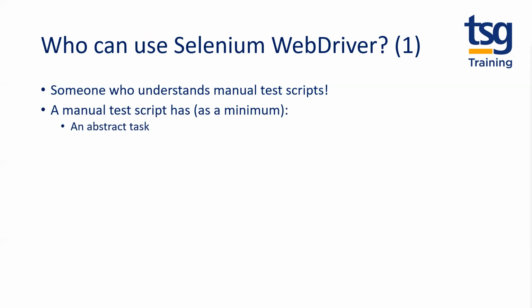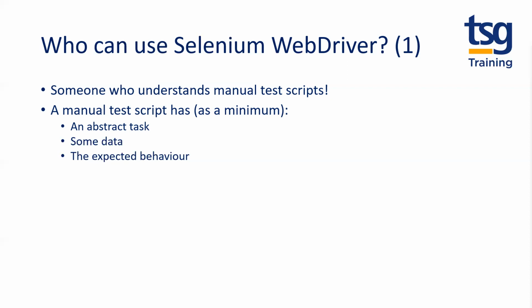Then the tester needs to know what data to use for the task. And finally, the tester has to know what behavior to expect. And this is the crux of the difference between an automated script and a manual script. The manual test script only has value in the hands of an experienced manual tester.